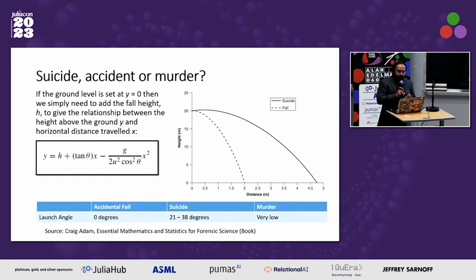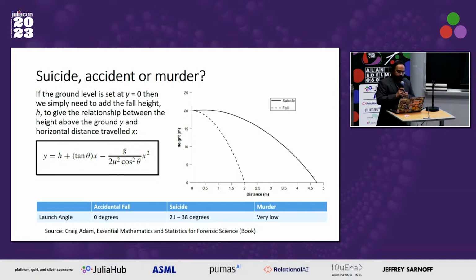Then next is the suicide, accident, or murder. So consider here there is a building and from that building one dead body has fallen, right? So based on the distance, right, based on the launch angle, you can decide whether it is a suicide, murder, or accidental fall. So there is something called the launch angle. So this launch angle is an important indication. If the launch angle is 0 degrees, then it is an accidental fall. If it is suicide, then it is 21 to 38 degrees. If it is murder, then again it will be very low.